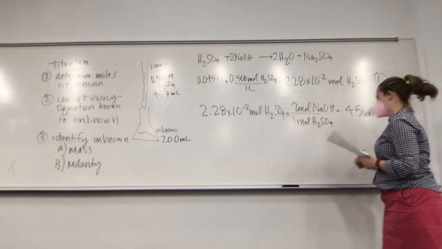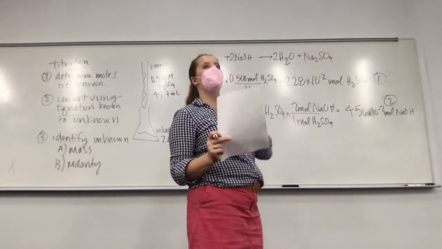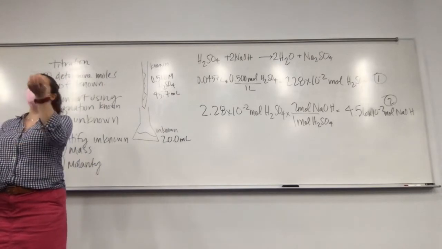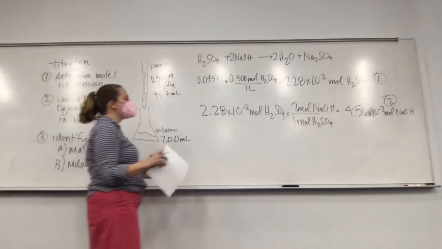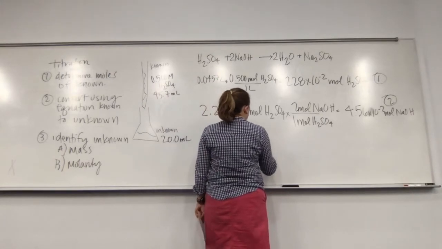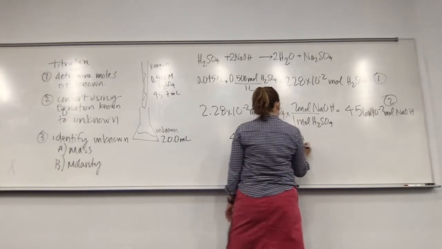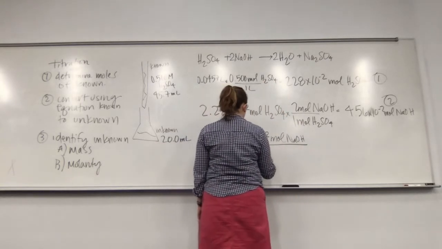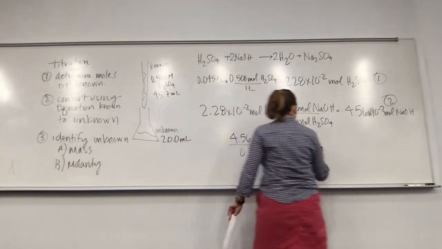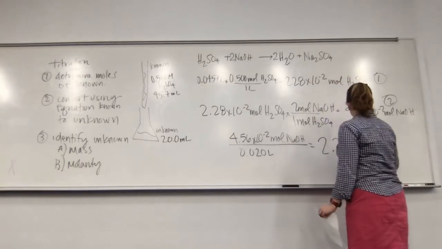This is part 2. Now in this question it says, what is the concentration? What are the units of concentration? Moles over liters, or molarity. So in step 3, we're going to take our 4.56 times 10 to the negative 2 moles of NaOH divided by 0.020 liters, and that gives us a final concentration of 2.28 molar.